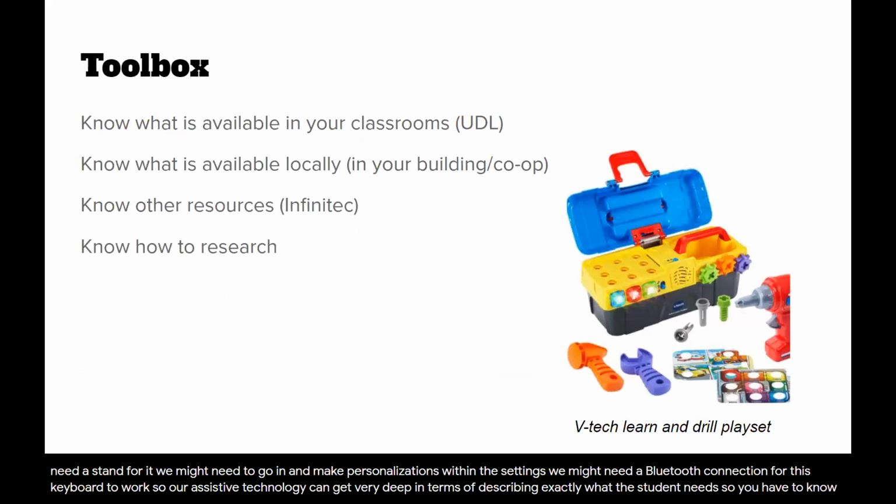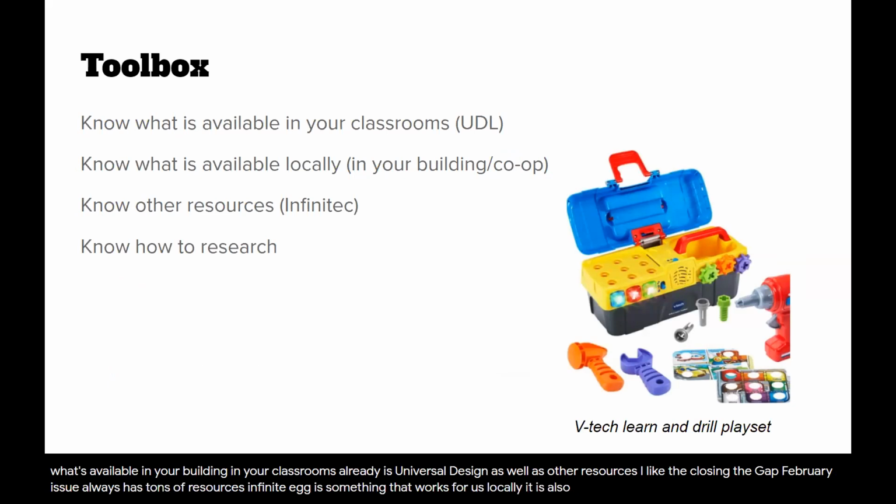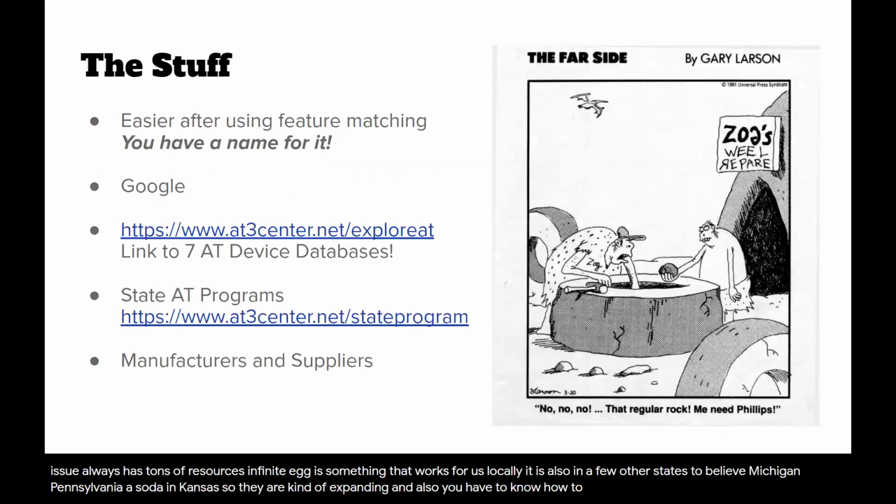So you have to know what's available in your building, in your classrooms already as universal design, as well as other resources. I like the Closing the Gap February issue, always has tons of resources. Infinitec is something that works for us locally. It is also in a few other states, I believe, Michigan, Pennsylvania, Minnesota, and Kansas. So they are kind of expanding. And also you have to know how to research where you're finding your tools. This is where you can find the stuff.